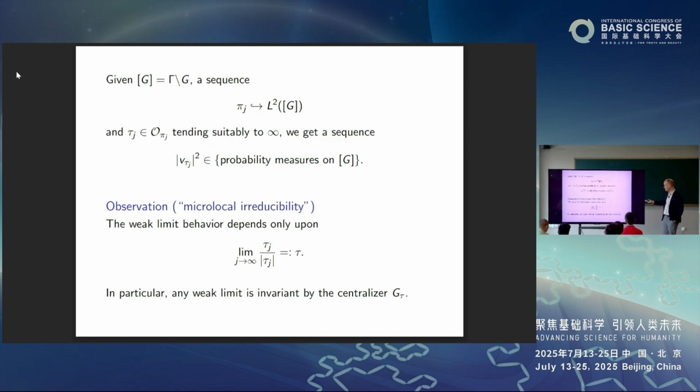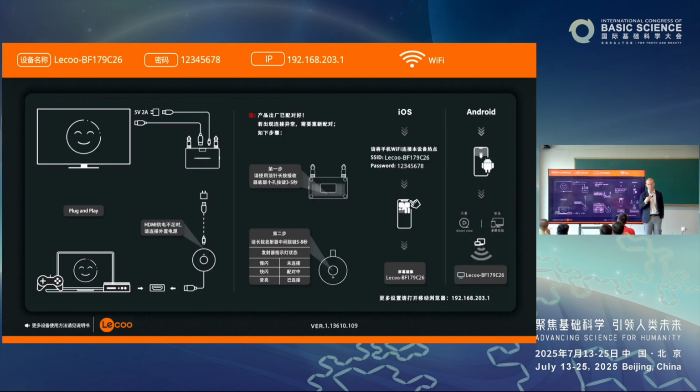Moreover, we'll come back to this point, because this is actually an ingredient in the proof of the main theorem: when you take a sequence of probability measures attached to localized vectors, you get invariance under the centralizer of the limit parameter.